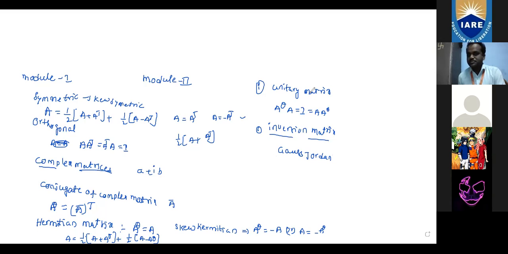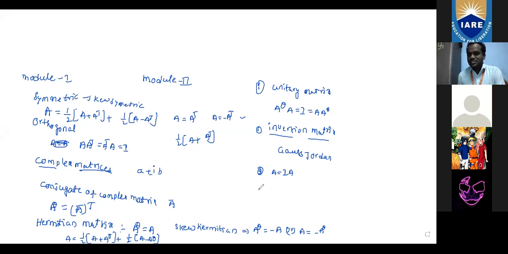The next topic is finding the inverse of matrices with the help of the Gauss-Jordan method. We have learned finding the inverse of matrices like the Gauss elimination method: A = IA, which means echelon form.